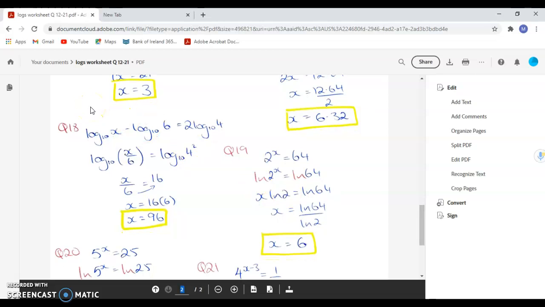Question number 18, I think that might not have any bases, but if it doesn't have any bases, put in a base of 10 there. And I'm saying subtraction is related to division. So I have x over 6. There it is, x over 6.